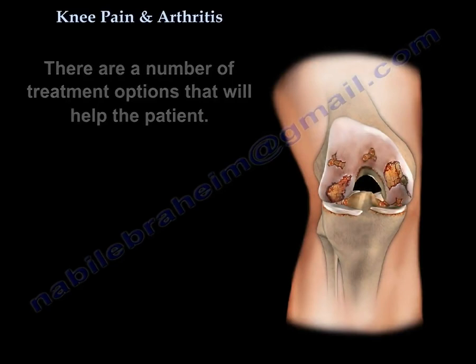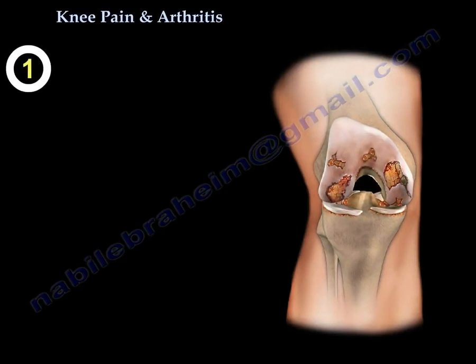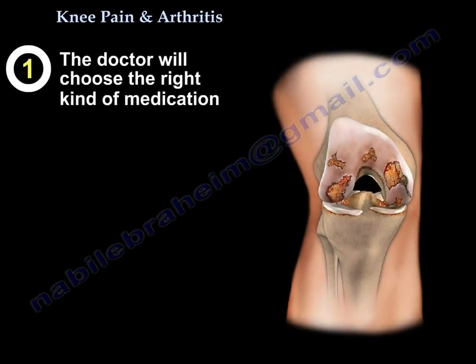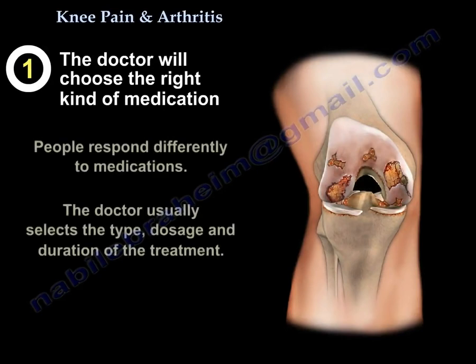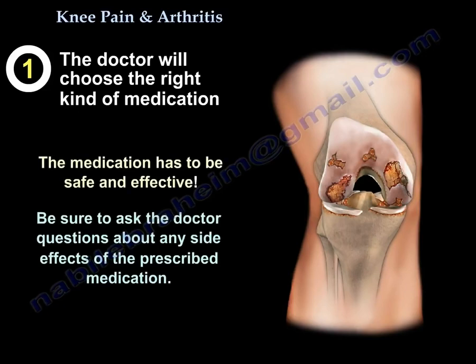So the first thing the doctor will choose is a medication. People respond differently to medication. The doctor usually selects the type and the dosage and duration of the treatment. The medication got to be safe and effective. Ask the doctor a question about the side effect of this medication.